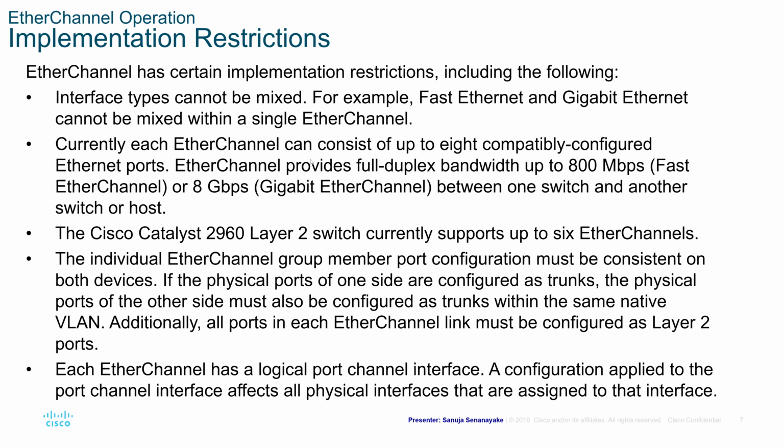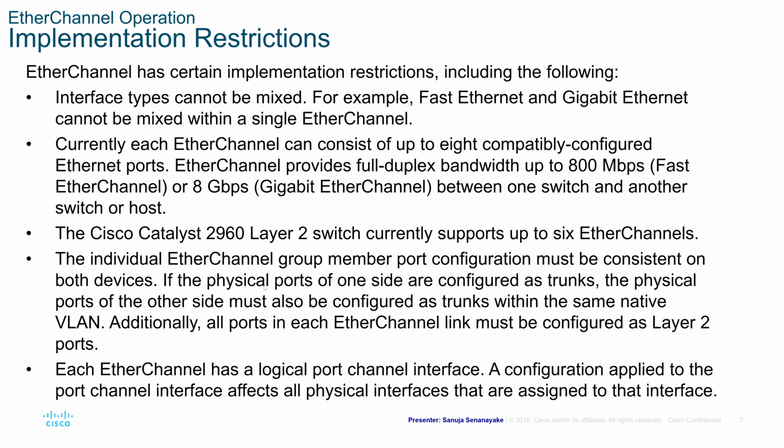Currently, each EtherChannel can consist of up to 8 compatibly configured Ethernet ports. EtherChannel provides full duplex bandwidth up to 800 megabits per second on a Fast Ethernet channel, or up to 8 gigabits per second on a Gigabit EtherChannel between one switch and another switch or host. The Cisco Catalyst 2960 layer 2 switch currently supports up to 6 EtherChannels.